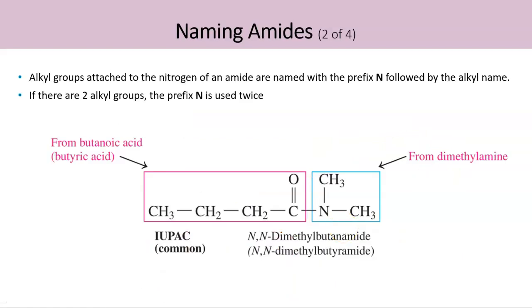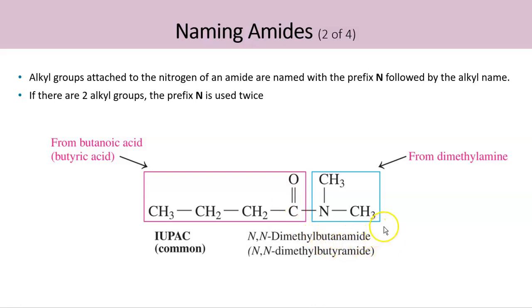Now we will see how to name an amide with alkyl groups attached to the nitrogen atom. In this case, we have to incorporate the alkyl group names into the amide name. So the first step will always be looking at the carboxylic acid fragment. Since the carboxylic acid fragment in this example comes from butanoic acid, we will first convert that into the corresponding amide as butanamide.